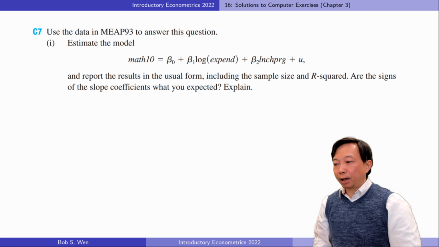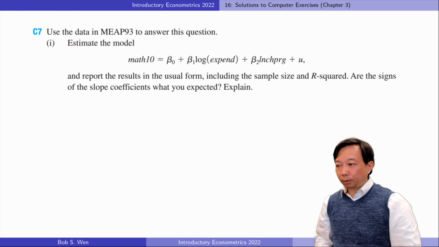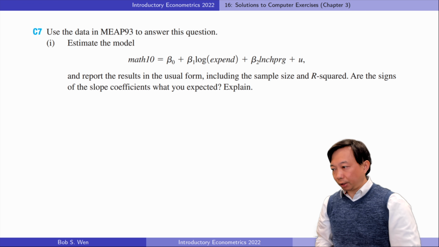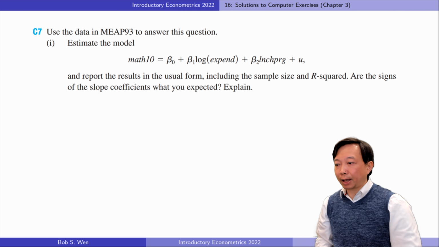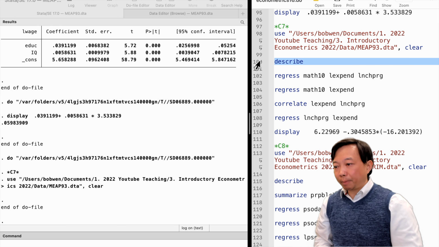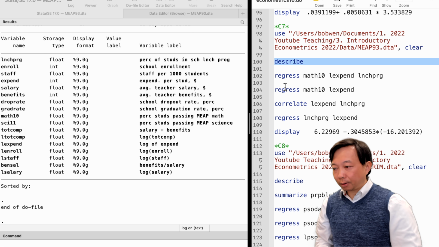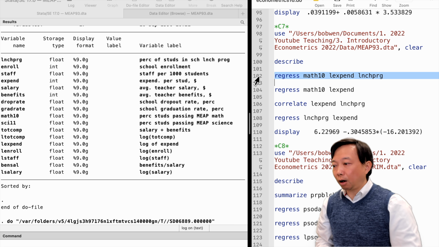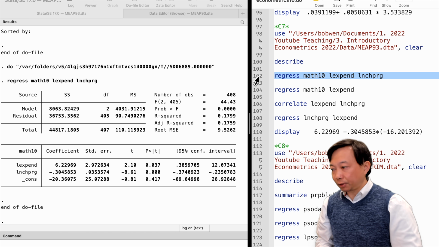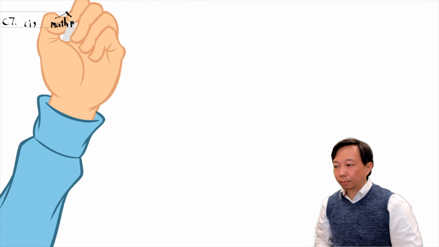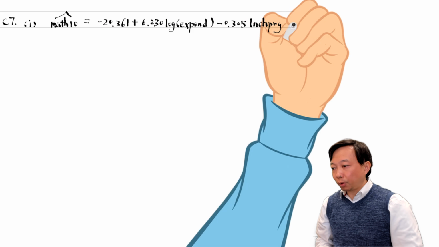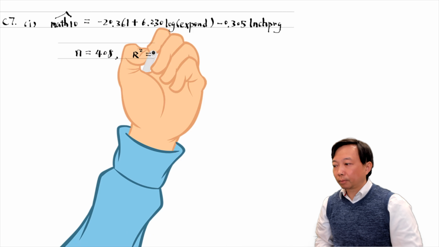Let's do computer exercise number 7. It's about the percentage of students passing the math exam. We estimate the model by regressing math 10 on the log of expenditure on each student and the percentage of students in the school lunch program. The estimation equation is as follows.